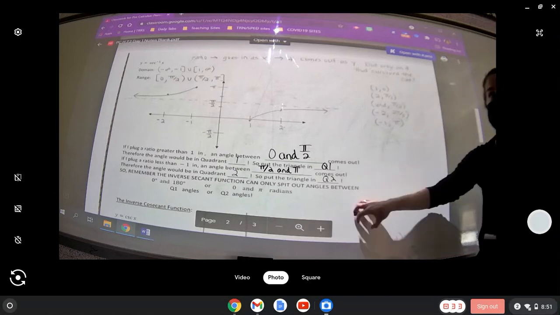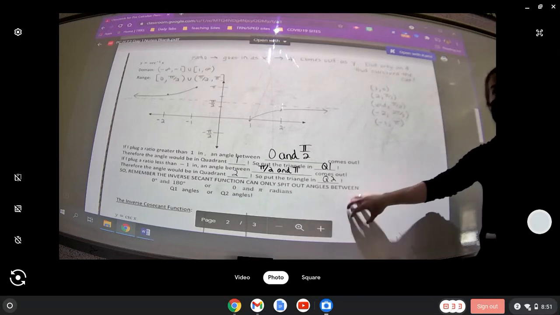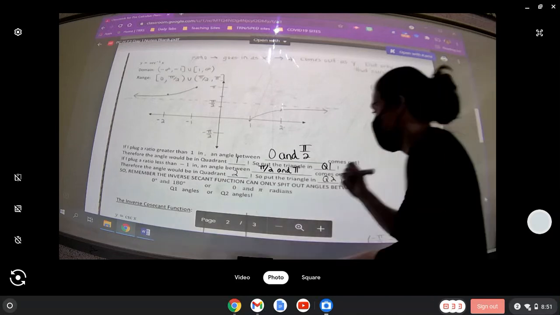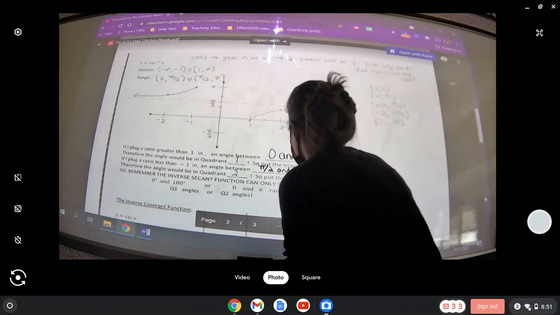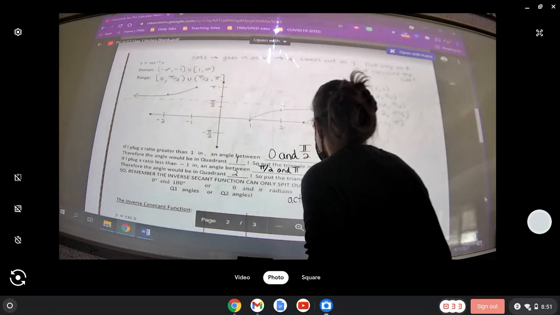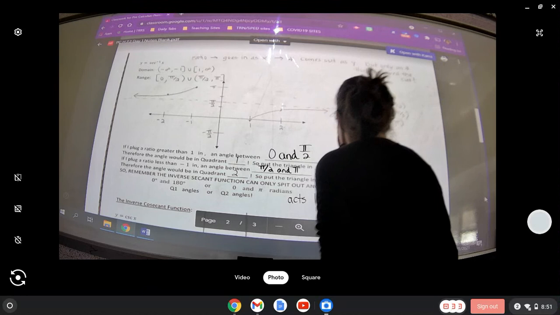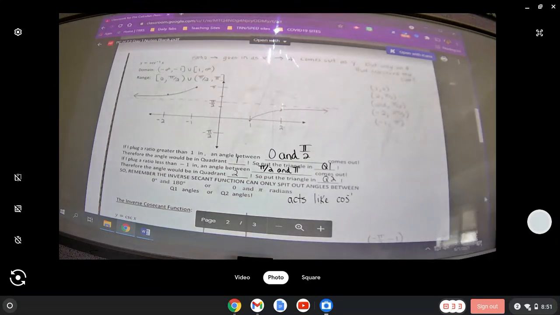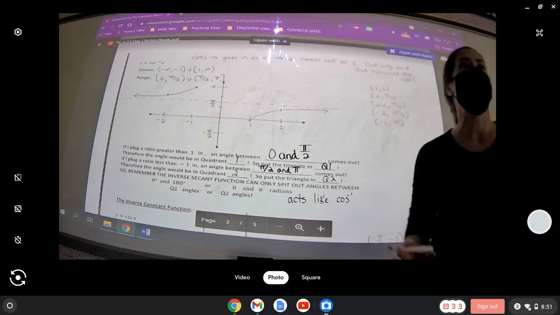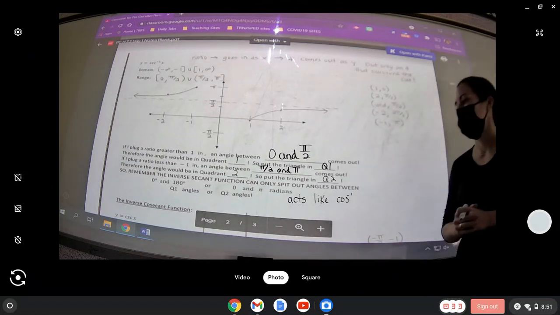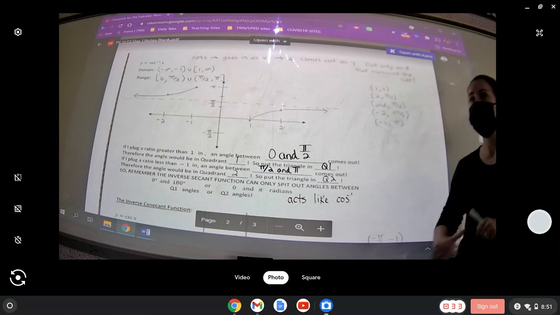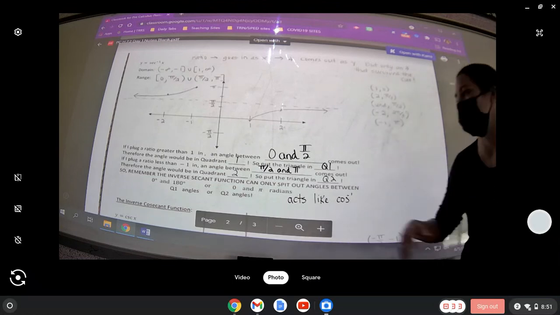So he acts just like his reciprocal. He acts just like the inverse cosine. So we're going to be able to convert all inverse secant problems to inverse cosine problems. They behave the same way. Let's see the cosecant now.